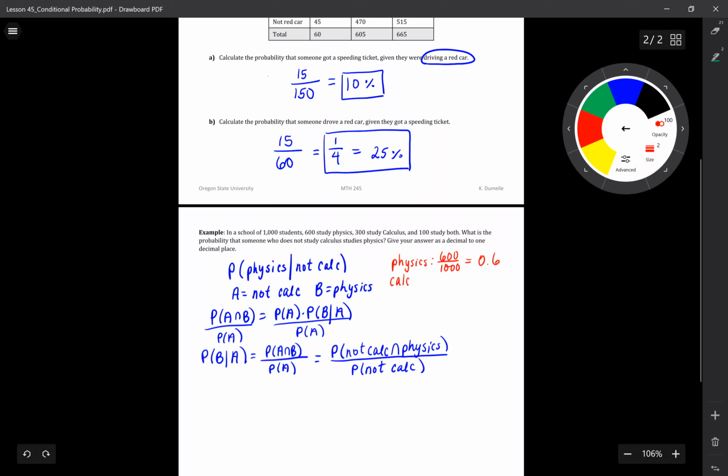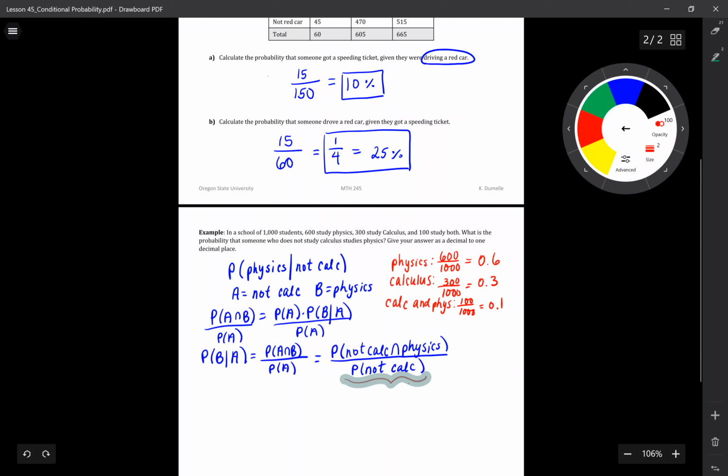How many students are taking calculus? Well, 300 out of the 1,000. So this is 0.3. And what about calculus and physics? So that's 100 out of 1,000. Whoops, I dropped a 0 there. Or 0.1. So this is what we know. But I don't know calculus and not physics, and I also don't know not calculus. But we will get there.